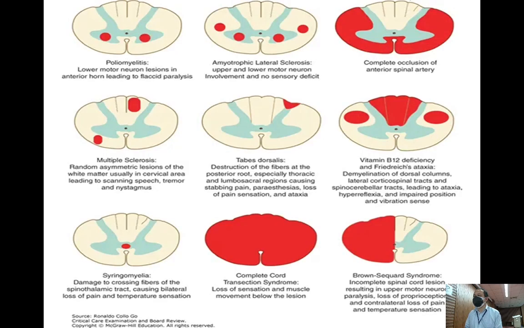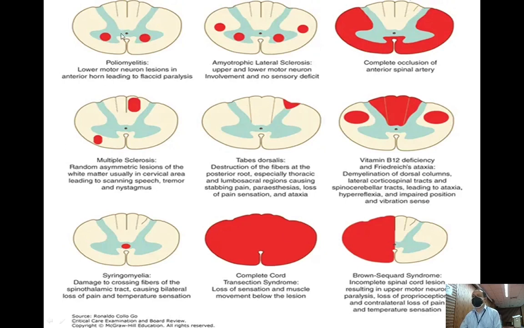Okay, so as I've said yesterday, we can have injuries of the spinal cord at different places of the spinal cord. So here we're just looking at an overview of a number of diseases or conditions that can cause injury or dysfunction of the spinal cord. Okay, so when you look at this slide here, you see a number of conditions.